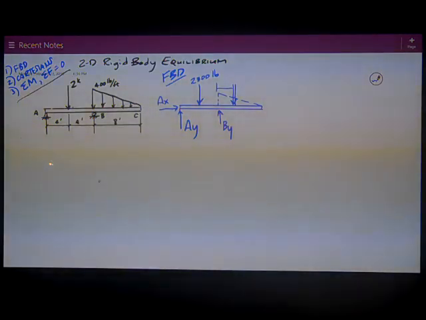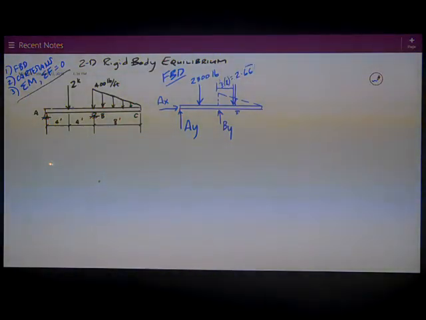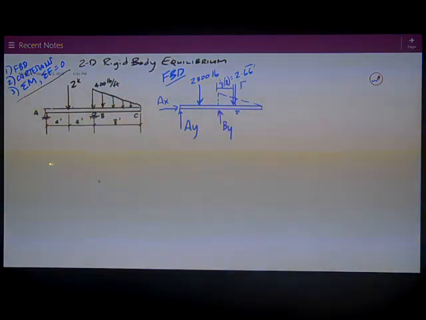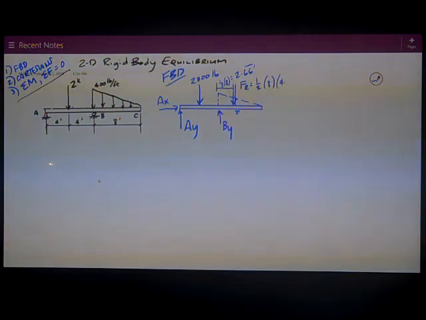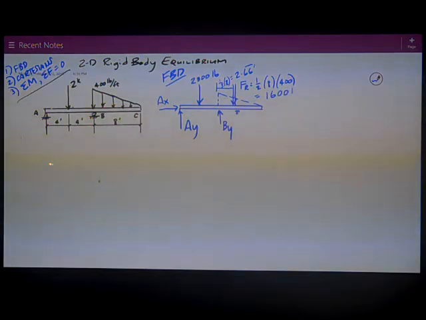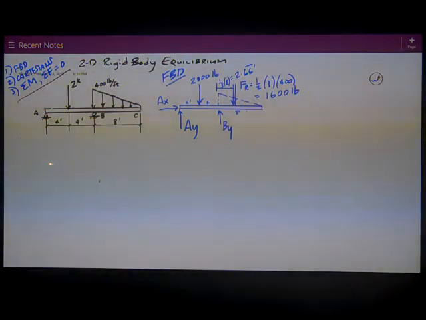So this span here is 8 feet, and so that distance there is 1/3 of 8, and that's 2.66 feet. My resultant force is just the area of that triangle, which is 1/2 base times height, 8 times 400. Do the math, and that's equal to 1,600 pounds. That gets everything I need to know. I might put in these dimensions, 4 feet and 4 feet and 8 feet down here. I've got a good free body diagram. I'll move on to the Cartesian step.